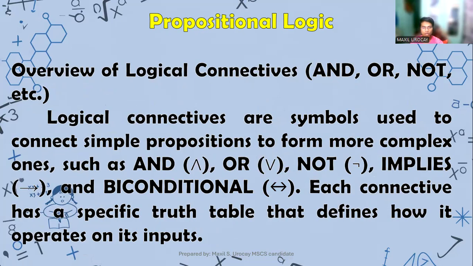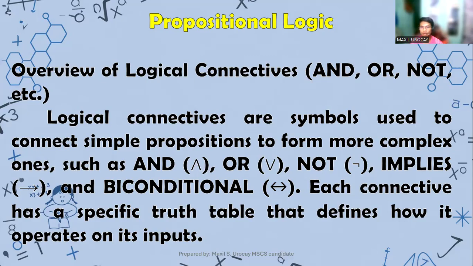Now, logical connectives are symbols used to connect propositions to form more complex ones, such as "and" and so forth. Each connective has a specific truth value that defines how it operates on its input. So as we have stated earlier, from propositional logic, we will use the logical connectives in order for us to combine specific statements as well.